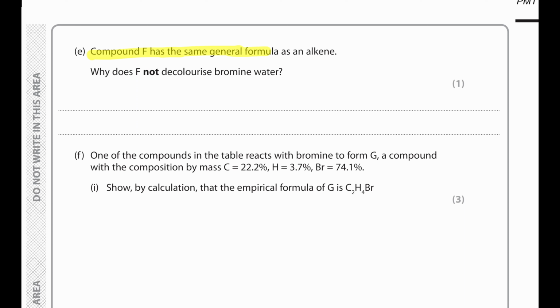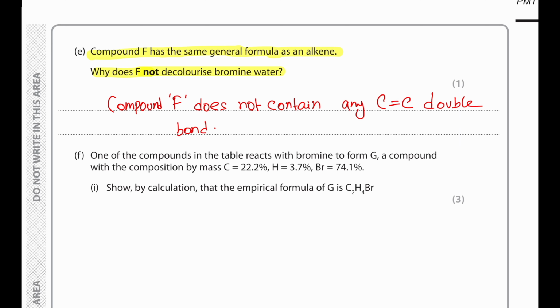Compound F has the same general formula as an alkene. Why does F not decolorize bromine water? If we look into compound F, we see that F does not contain any carbon-carbon double bond.